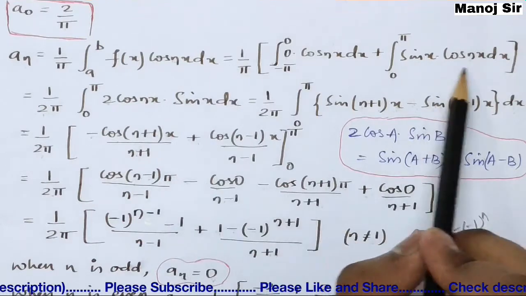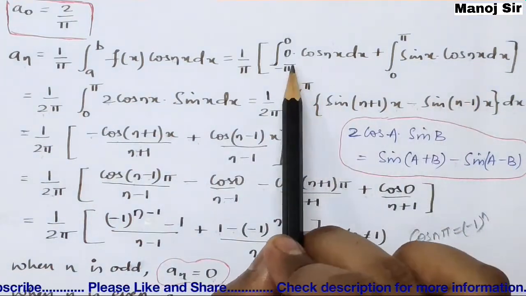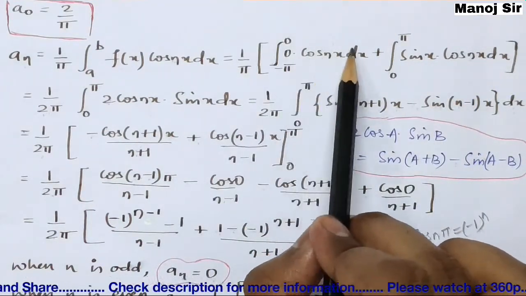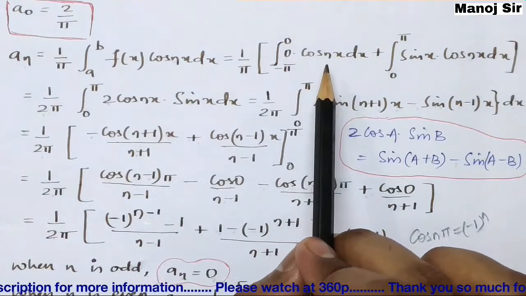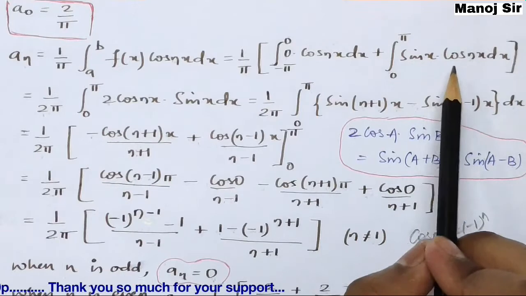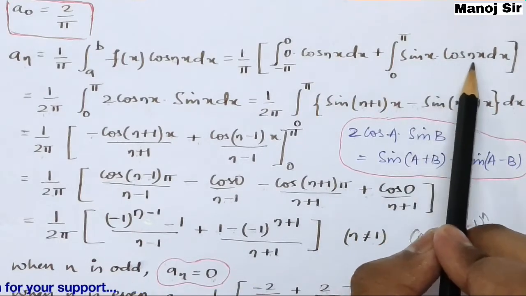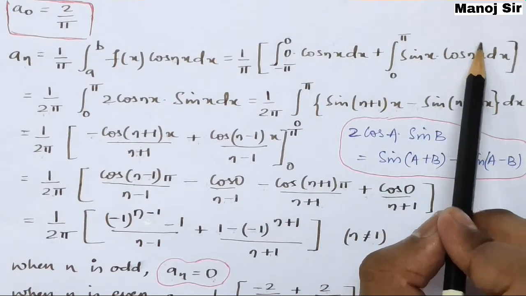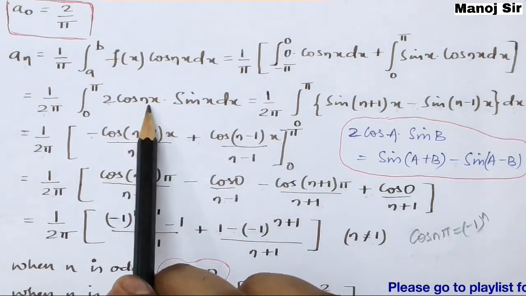So cos nx into dx. Now since 0 into something is 0, this limit is going to be 0. So we will be solving only this part. Here you can see we have sin x and here we have cos nx. N is present in this part, so first we'll write cos nx.